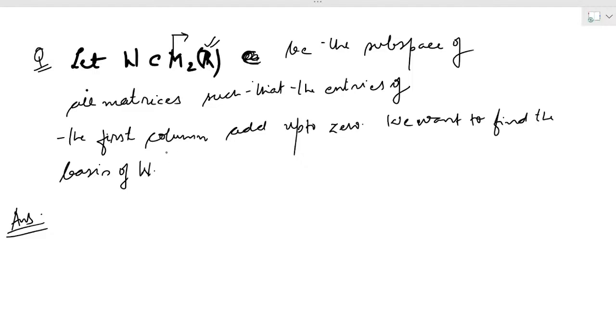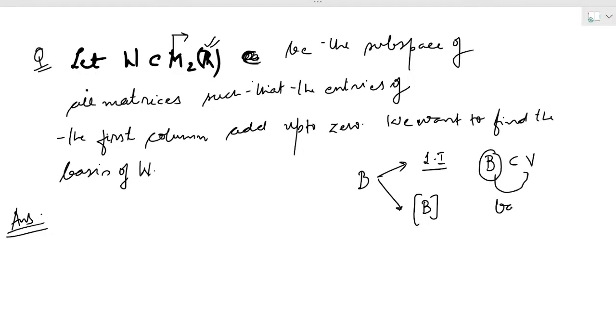As you know, yesterday I told you what a basis is. A basis is a set in which the elements are linearly independent, and secondly, whose span is V. If I say B is a subset of V and B forms the basis for V, what are the conditions? The first condition is that the elements of B should be linearly independent, and also the linear span of B should actually generate V.